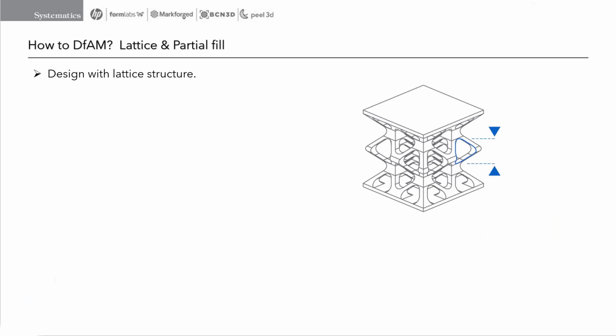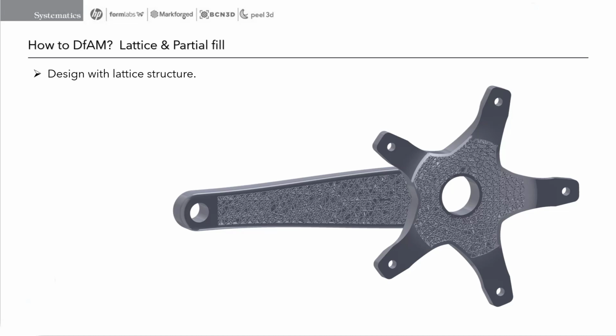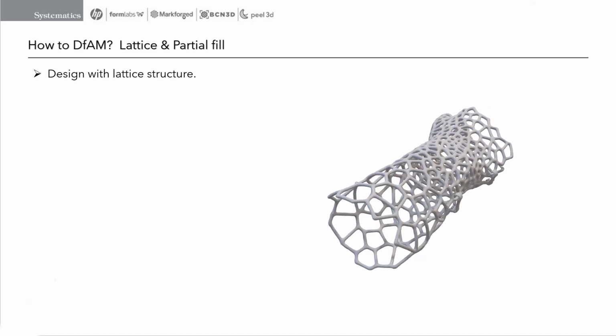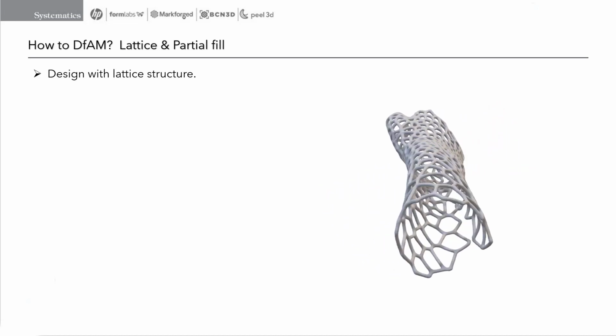Lattice structures are a type of porous structure that can be created by AM. Lattice structures are composed of repeating unit cells that are interconnected to create a three-dimensional network. These structures can be designed to have specific mechanical, thermal, or acoustic properties. Lattice structures can be designed to have a range of properties, including stiffness, strength, and density.